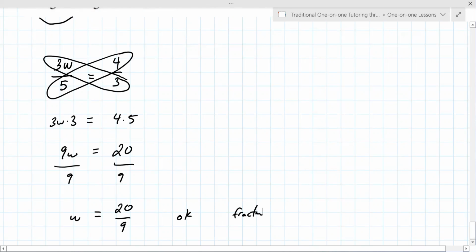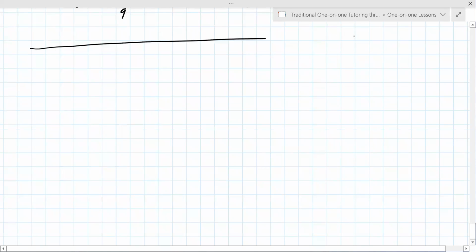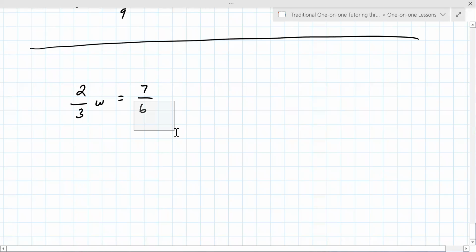Okay, so let me have you try one here. 2/3 W equals 7/6. Let's go ahead and try working that out, please. So let me make one little modification here. Let's go 5 there. Go ahead.